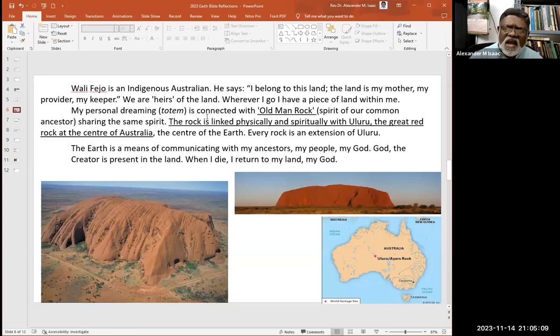I belong to this land. The land is my mother, my provider, my keeper. We are heirs of the land. We are familiar with the term sons of the soil, which we actually heard from Mumbai earlier with Shiv Sena chief Bal Thackeray.